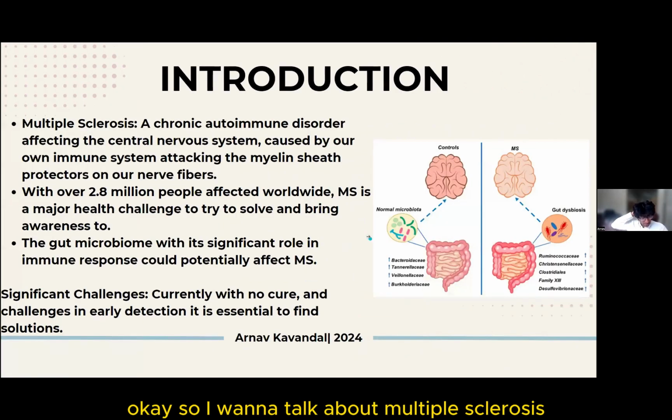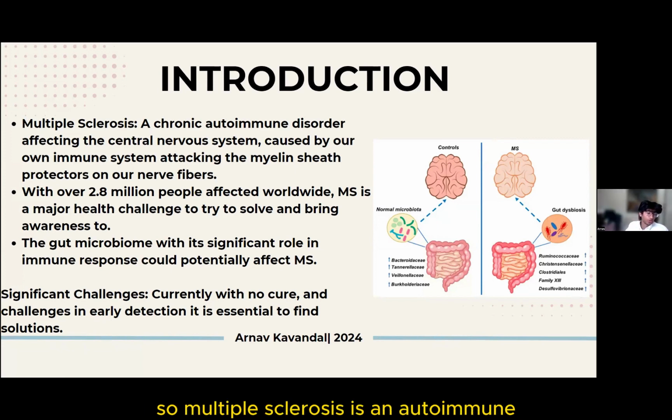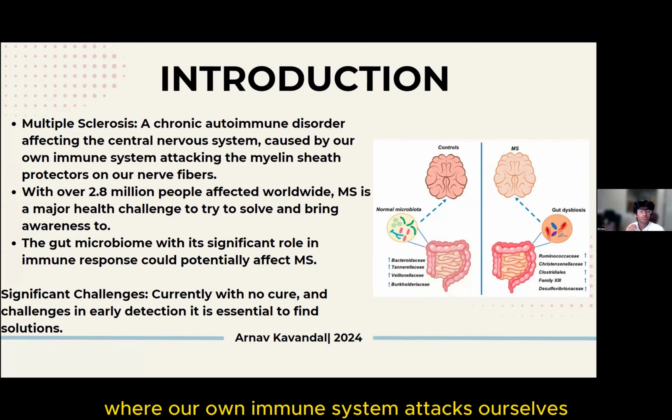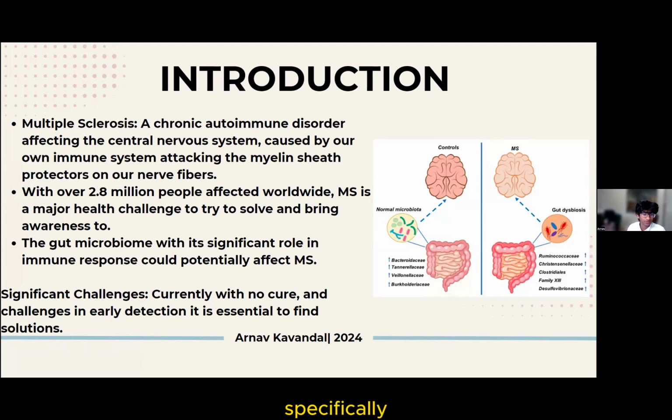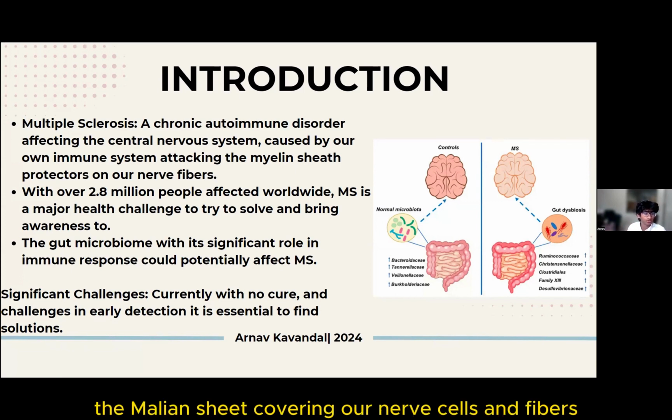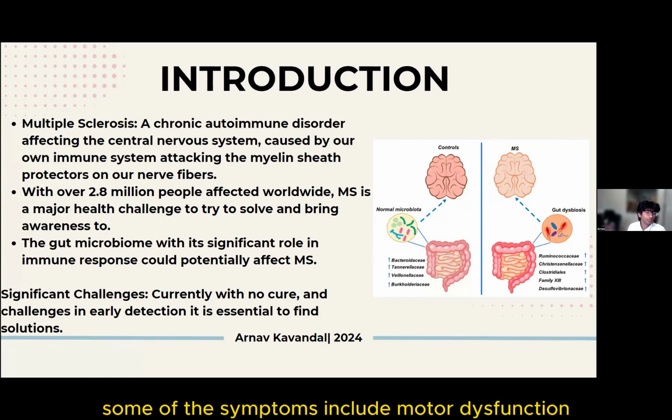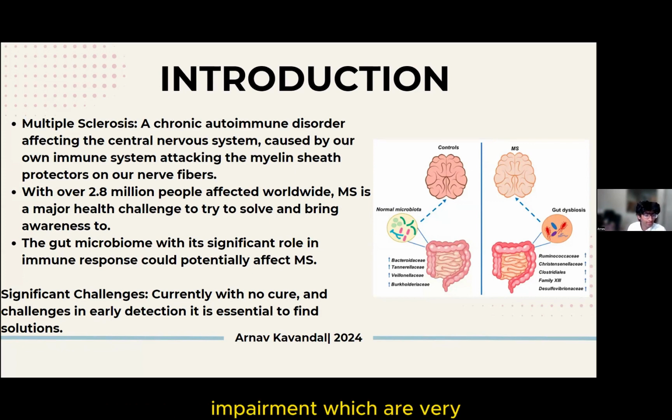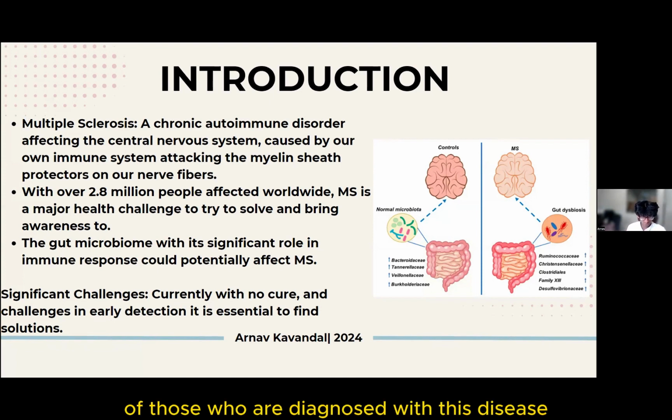Okay, so I want to talk about multiple sclerosis. So multiple sclerosis is an autoimmune disease where our own immune system attacks our cells, specifically the myelin sheath covering our nerve cells and fibers. Some of the symptoms include motor dysfunction and impairment, which are very detrimental to the well-being of those who are diagnosed with this disease.